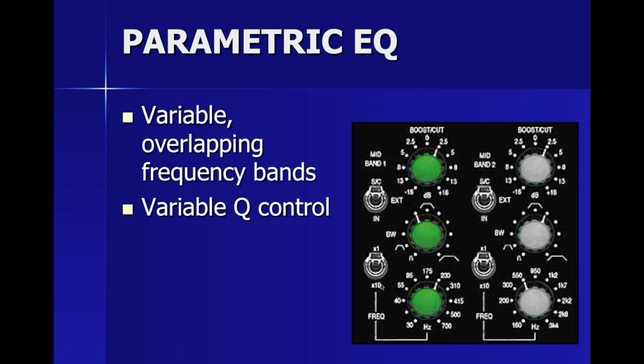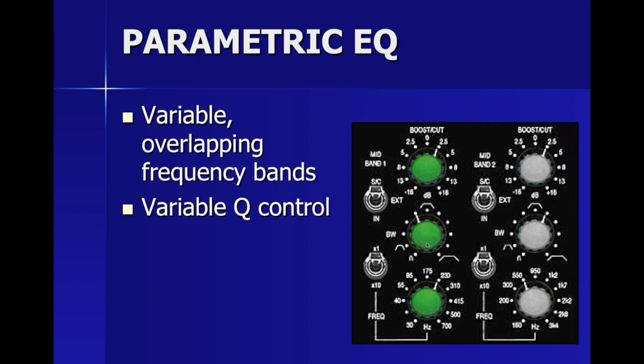Or we can flip this switch and then everything gets multiplied by 10. So this would be 300 up to 7,000 or 7K. And then this next band up here starts at 100 and goes up to 3K. And again, you can multiply those frequencies by 10 if you want to. So we've got a bit of range of overlap here from 100 up to 700. That's also included in this one here.